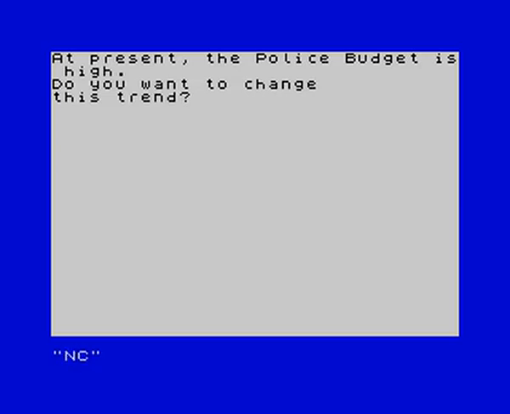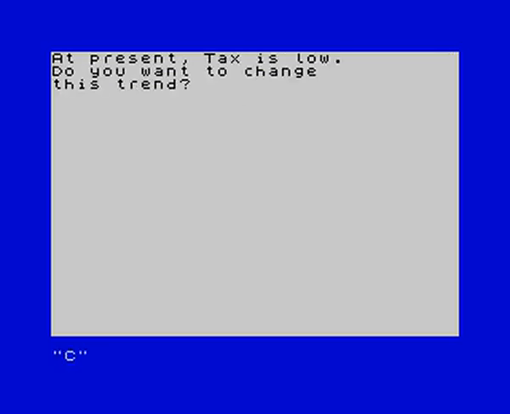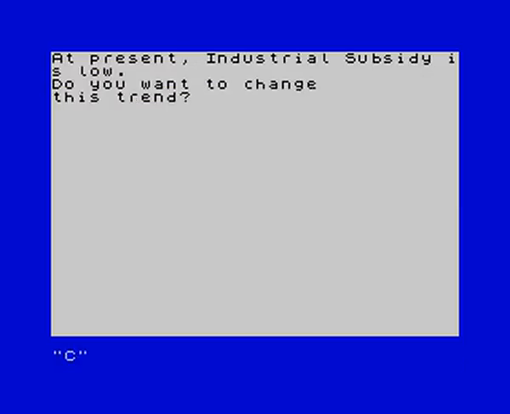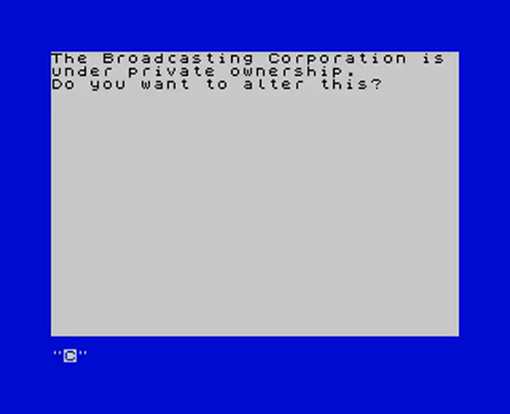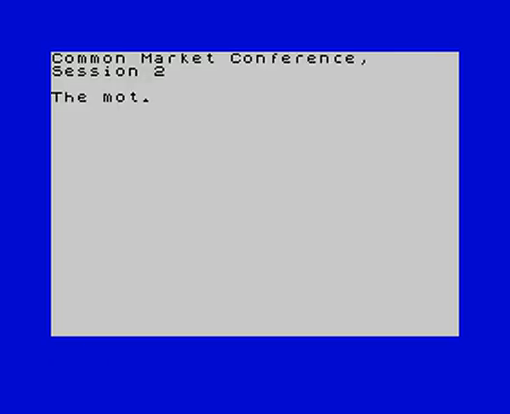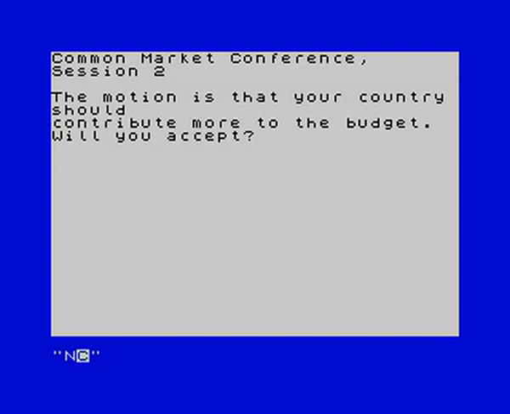Let's keep the police budget high. Let's keep the defence budget high. Let's keep tax low. Let's keep industrial subsidies low. I better increase the health budget. Maybe the working class will be happy with that. Keep education low. Keep the salary low. Keep the BBC privatised. Let's keep everything privatised. Privatisation is best. Everything's private. And I want yes to rebates. I do not want to give more to the common market.